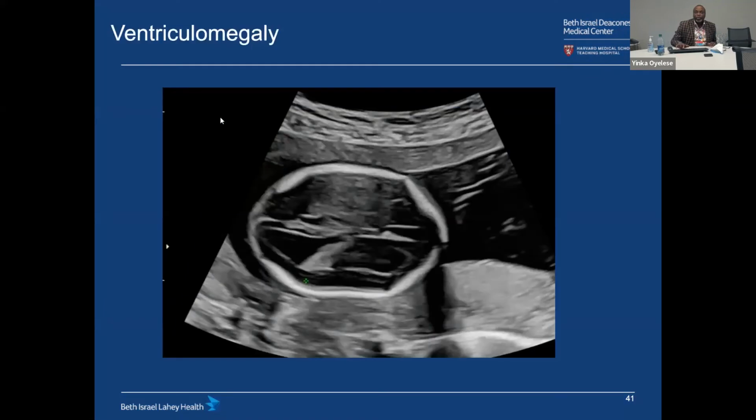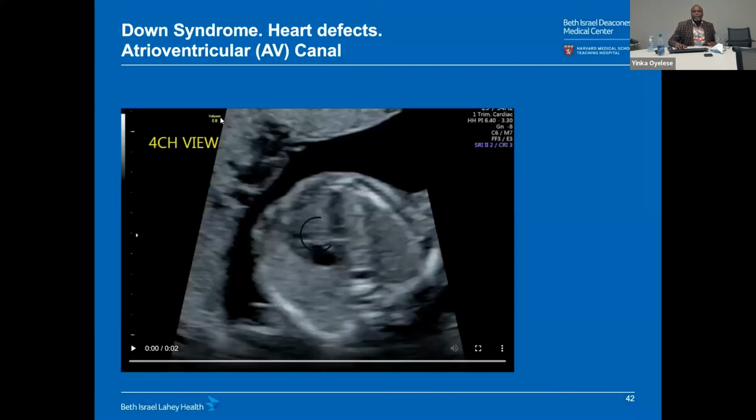Ventriculomegaly refers to enlargement of the ventricles, and I will come back to this in a moment because while it is associated with Down syndrome, it is not typically the finding of Down syndrome when it's isolated.